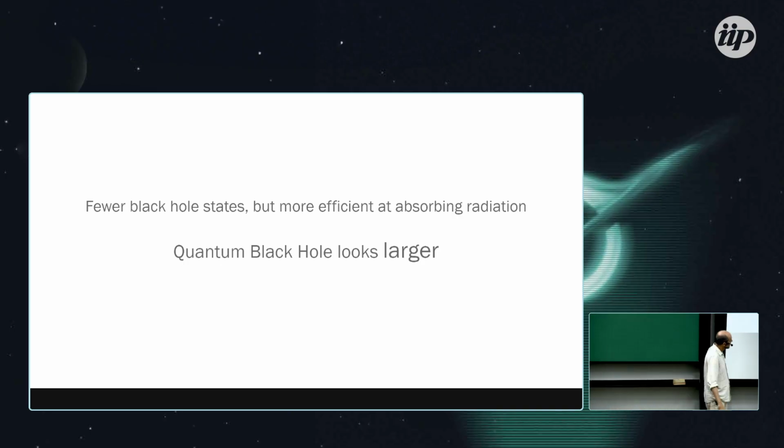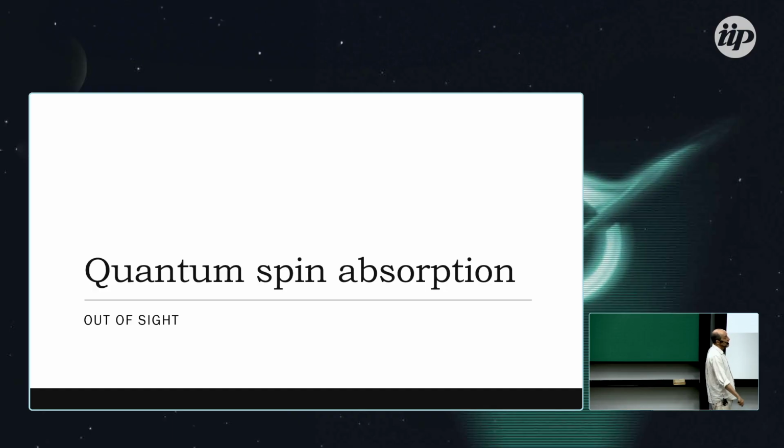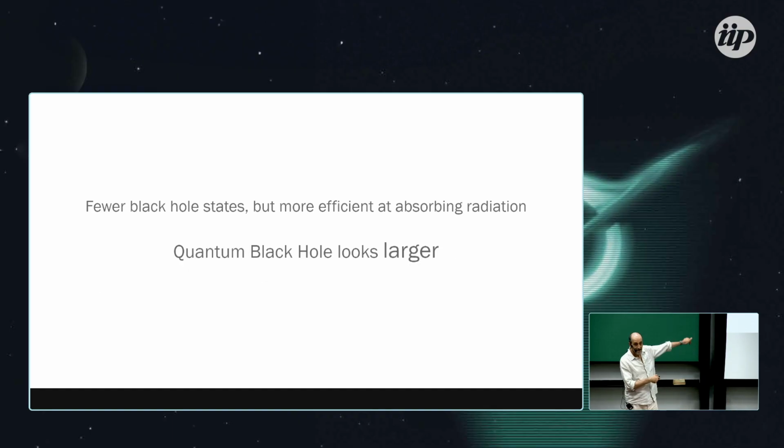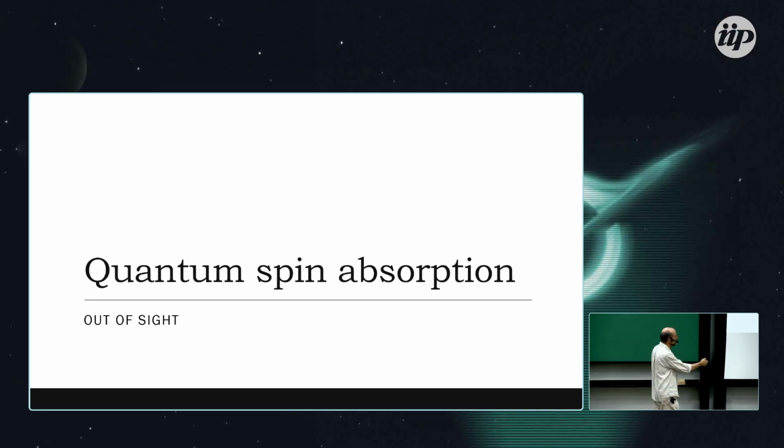Okay, very good. But what happens when you consider other fields? That was the first surprise, but the second surprise is that when you consider the absorption of fields that carry spin, the results are reversed. Okay? And the black holes disappear from sight.